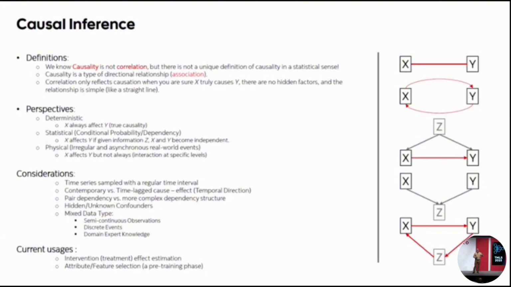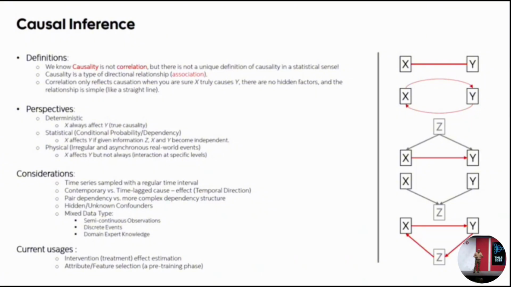We have a statistical perspective: say variable X affects Y if, given information Z, X and Y become independent. We have a deterministic perspective that X always affects Y. That's what we call true causality. Or we have a physical definition that X affects Y, but not always at the specific level. There's a kind of interaction between the variables. And we have a bunch of considerations here.